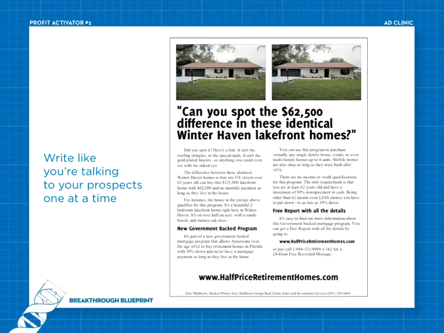Now, do you hear how conversational this sounds? It sounds just like you would say to somebody if you were having a conversation with them. Then we go on to explain just a little bit about what this is and offer them the opportunity to get a free report with all the details. So it's easy to find out more information about this government-backed mortgage program. You can get a free report with all the details by going to halfpriceretirementhomes.com or just call the 800 number for a 24-hour free recorded message.